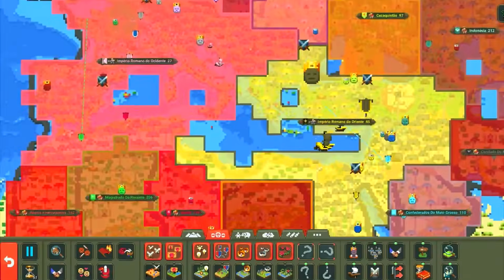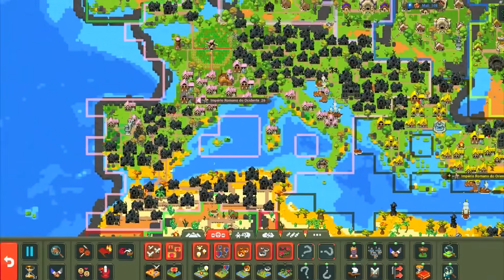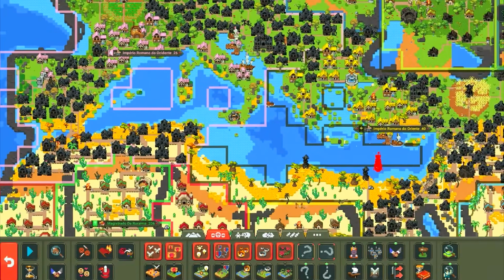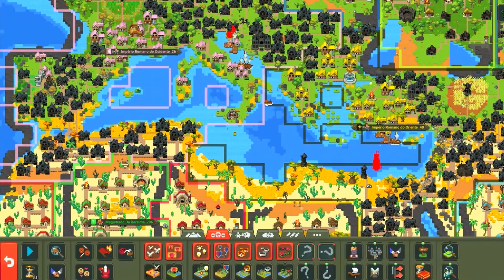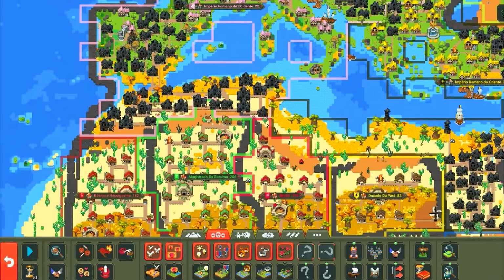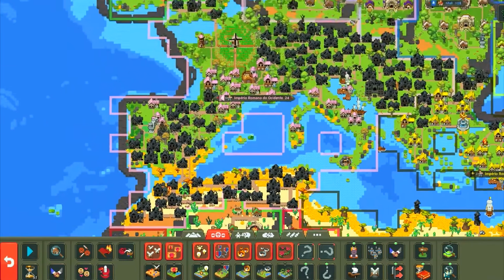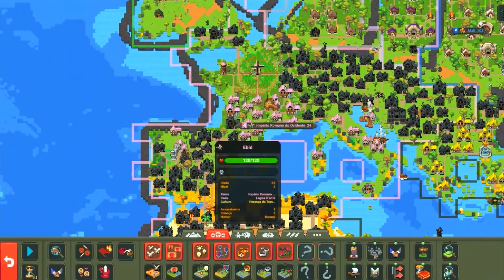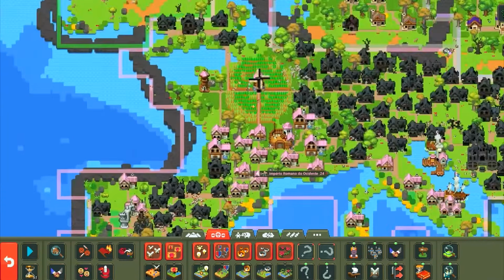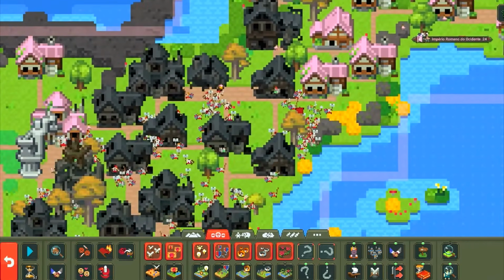Let's look at the big picture and see how things are. 26 people here, and 40 in the Eastern Roman Empire, and 26 people in the Western Roman Empire. It was a massacre. It was a massacre. The barbarian tribes massacred the Roman Empire. It was similar in real life too, right? Nothing really different from history here, actually.